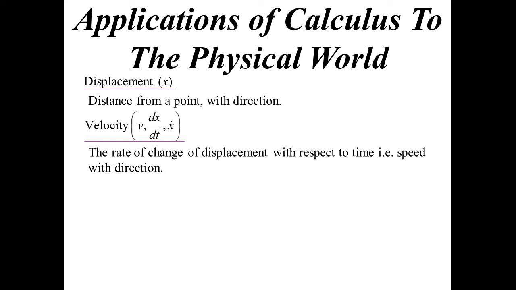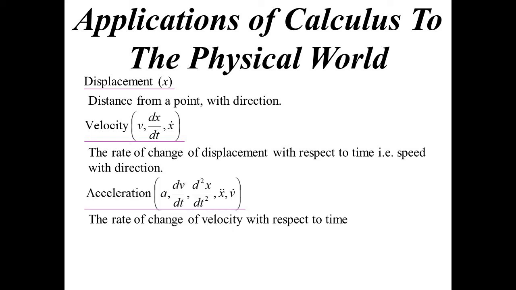Now, the dot notation for the derivative is purely used in these motion questions. So x dot means velocity. It doesn't actually mean the first derivative, although it is the same thing, if you get what I mean. We usually use it when we talk about velocity equations. So rate of change of displacement with respect to time, in other words, it's speed, but with direction.